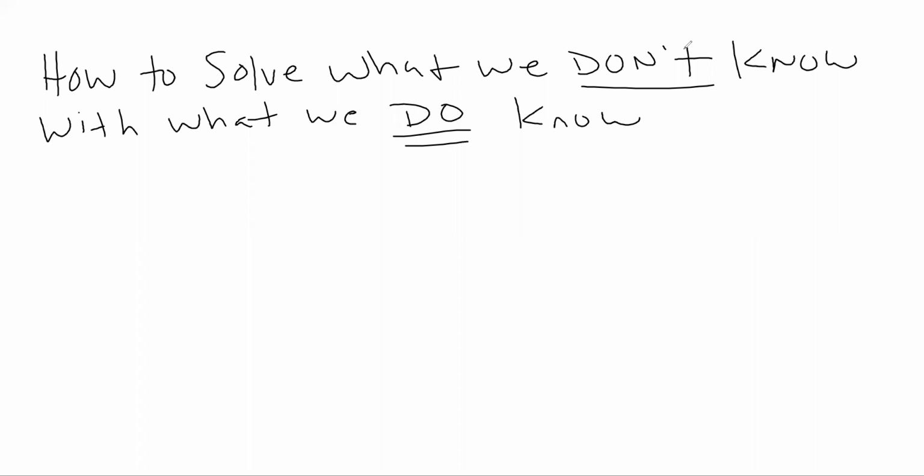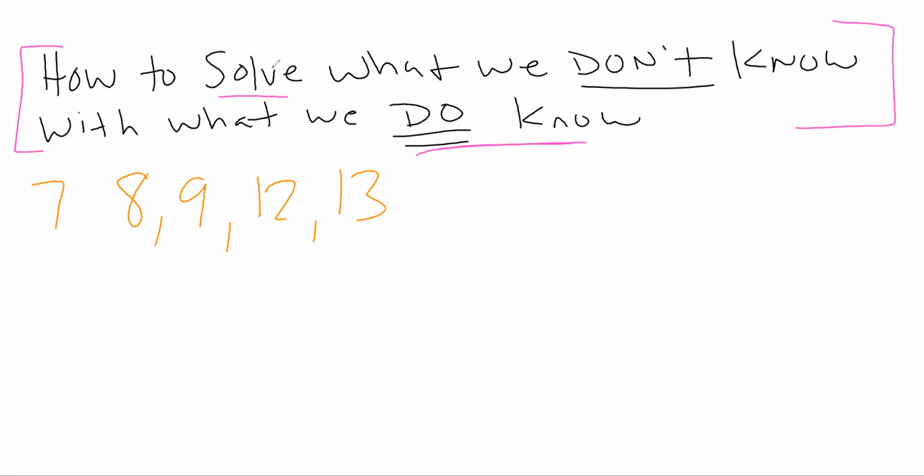All right, so we have been exploring so many different ways of solving multiplication facts. And today we're really going to think about this idea of solving what we don't know with what we do know. This is probably one of my favorite techniques when it comes to multiplying. It comes when we start getting into those numbers that maybe we can't multiply off the top of our head very quickly, like sevens, eights, nines, 12s, or 13s or something, right?